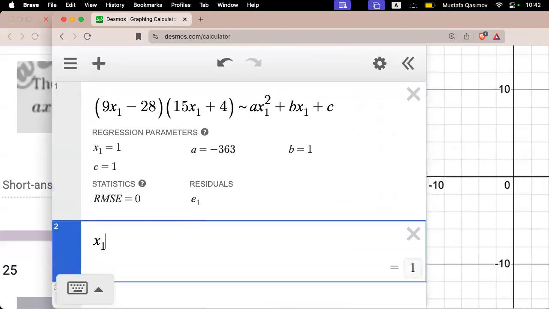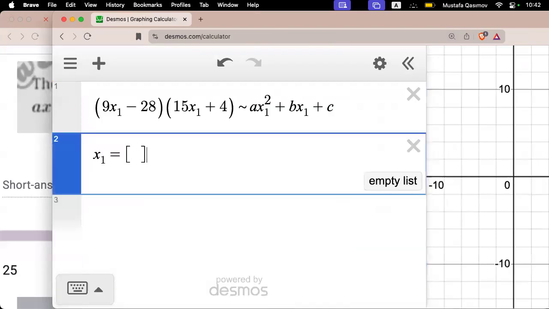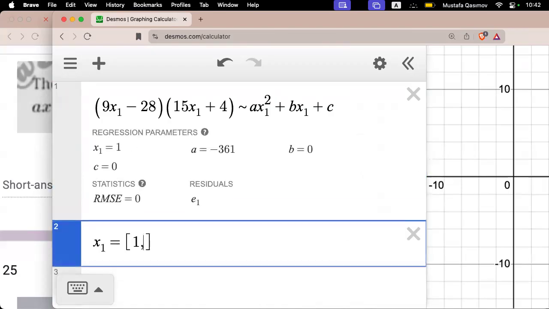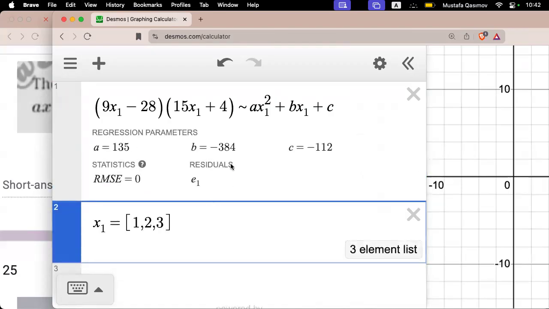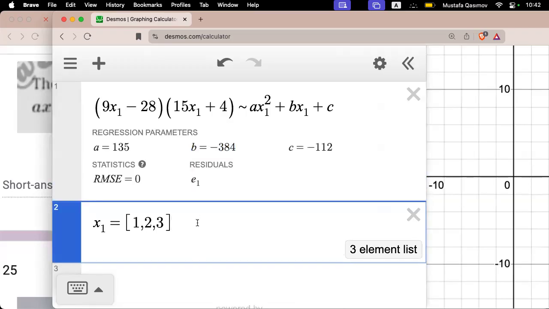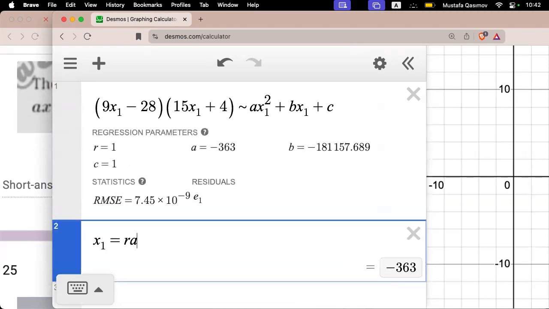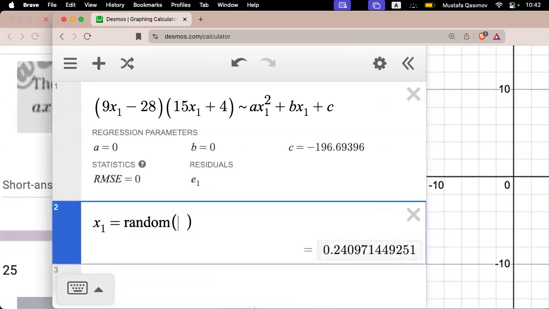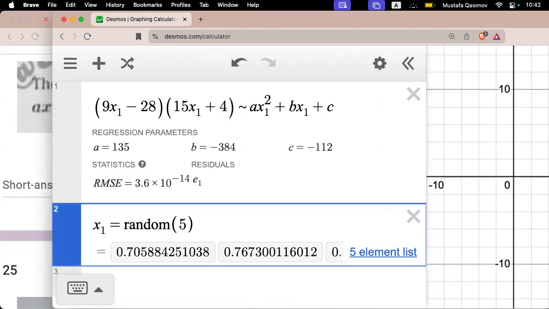You have to write here x1 is equal to, you have to open this bracket. This is called list, let's say, 1, 2, 3. Then you will get value of b. You can write it like that, or instead of that, you can write random here. Random, for example, 5. When you write random 5, it will give 5 random values instead of x1 and it will calculate value of ABC for you.